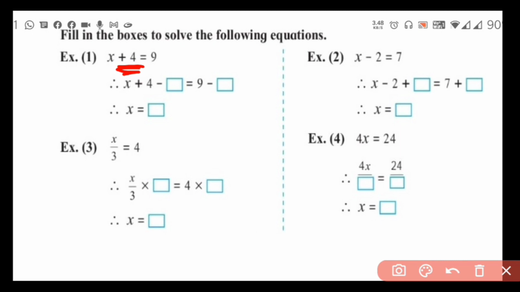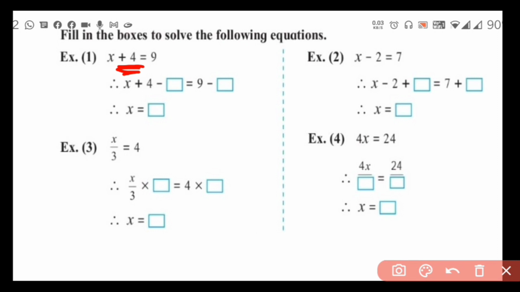So when we have to find out the value of variable, what we have to do? We have to subtract this 4 from both the sides. So let us do it here in the next step. We have to subtract 4 from both the sides.